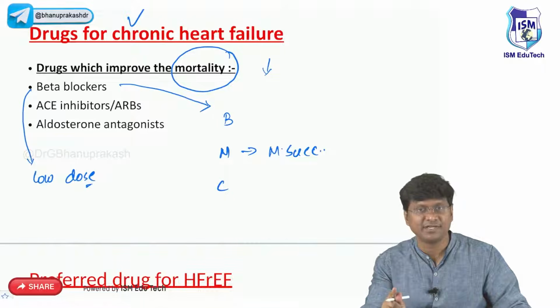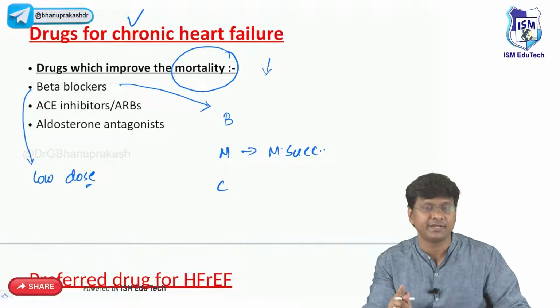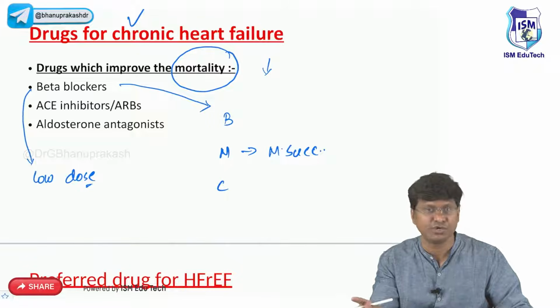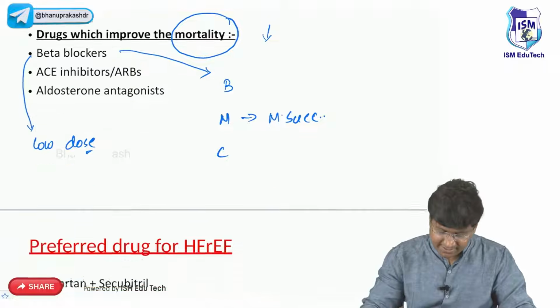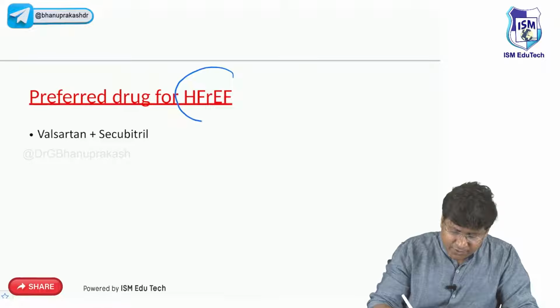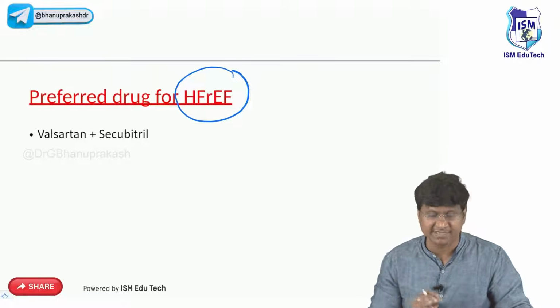And the next important point is that beta blockers are contraindicated in case of NYHA class 4. In NYHA class 4, they should not be given at all. Okay, right. Now, in heart failure with reduced ejection fraction, what is the preferred drug?